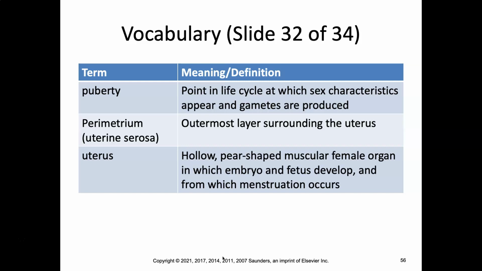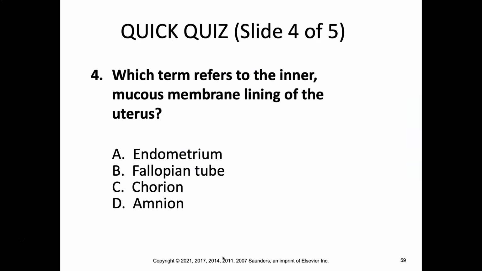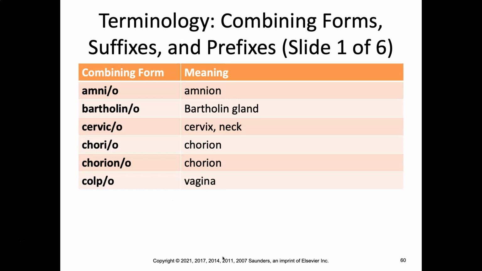And still more terms and meanings and definitions. So which term refers to the inner mucous membrane lining of the uterus? We talked about this. This should be fairly easy for you. We get to our combining forms. And again, our equation is a combining root plus a combining vowel equals combining form. And you use your combining form always with a suffix and sometimes with a prefix.